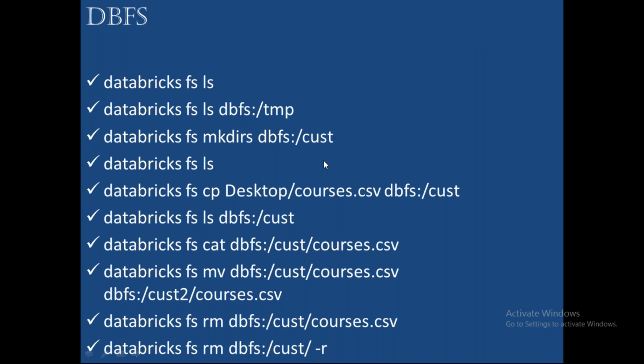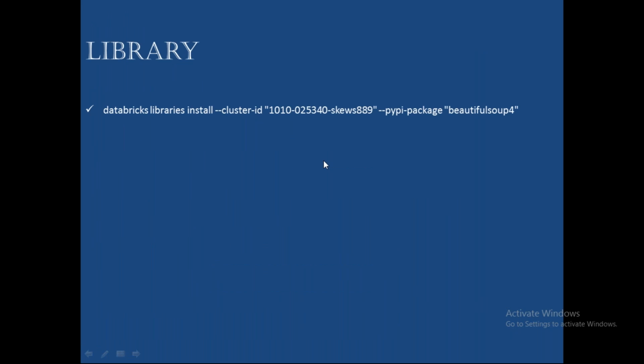Thank you. So let's go to the next one, libraries. So very simple. You see, in Databricks, if it is jobs, if it is clusters, we have used clusters. If it is workspace, we used workspace. If it is FS, we have used the file system.